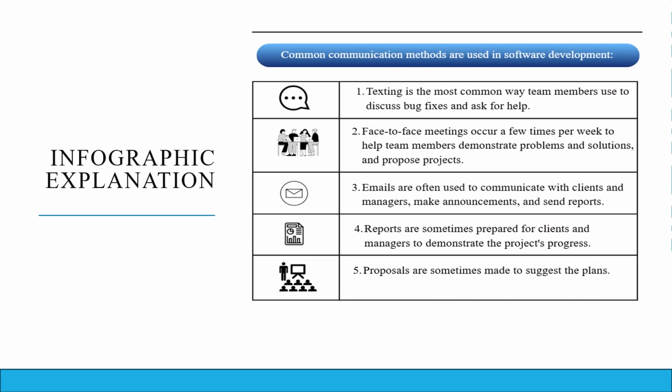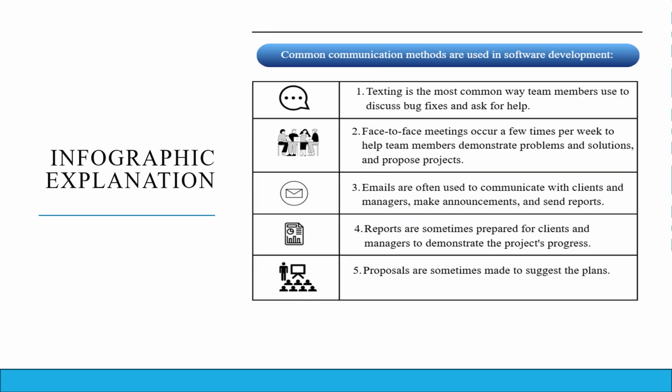In these sections of the infographic, I used icons and images to show the five main types of communication in software development. I chose these visuals to make the information easier to understand and more visually appealing for the audience.